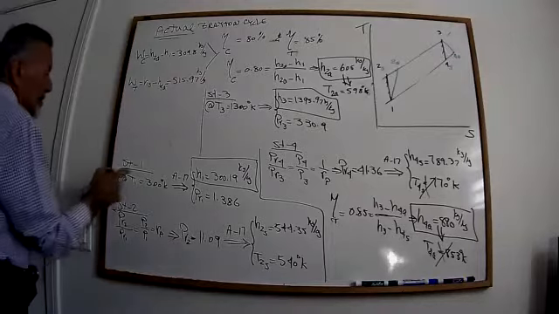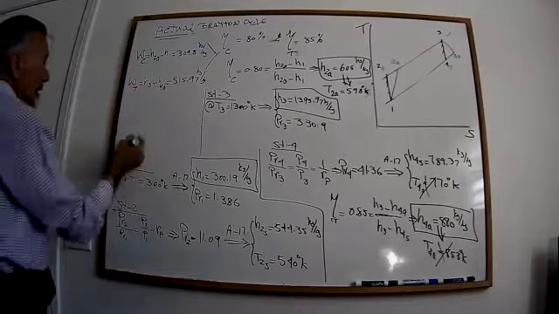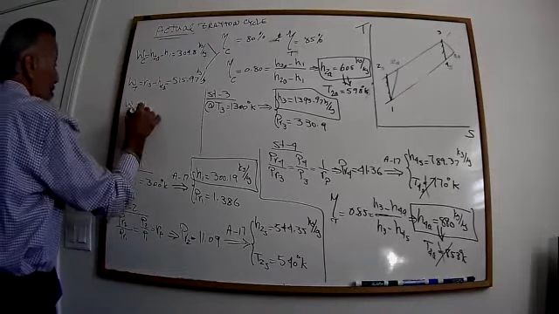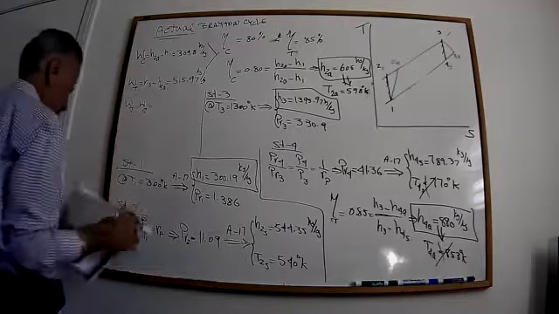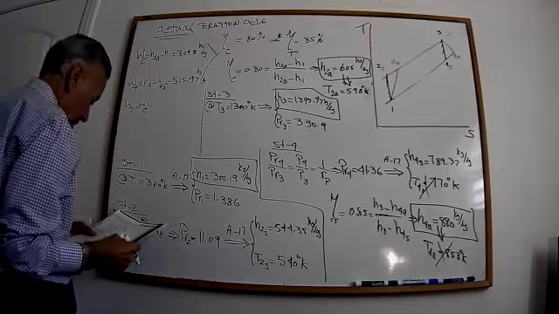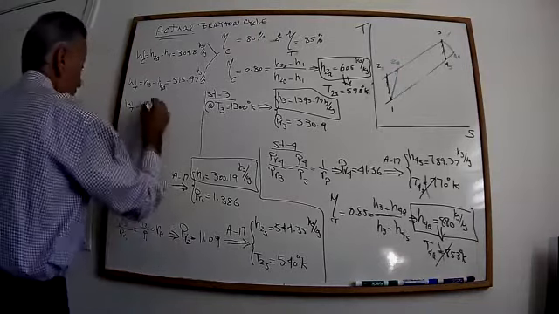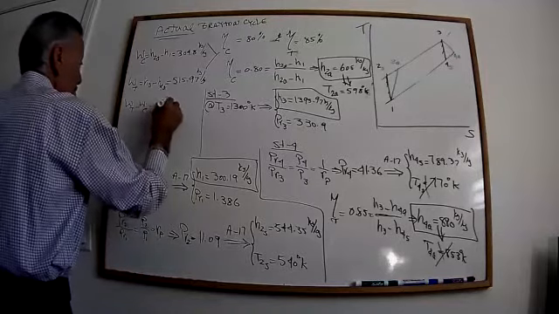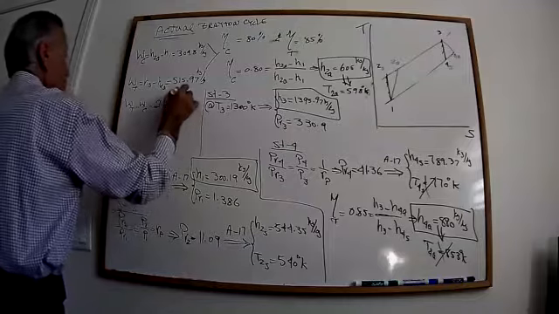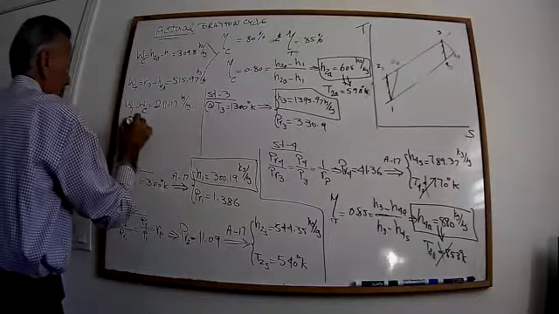Now, the first part says, find the net work. Well, the net work is the work of the turbine minus the work of the compressor. The difference between these two will give me the net work. That becomes 211.17 kilojoule per kilogram. That is my net work.